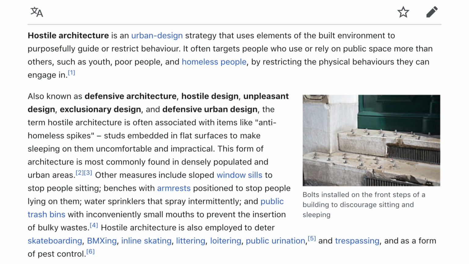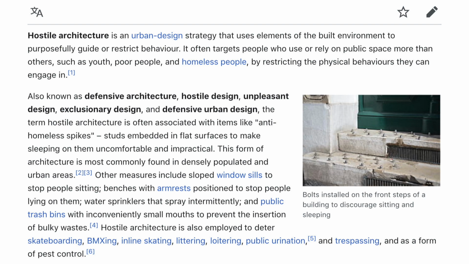The term hostile architecture is often associated with items like anti-homeless spikes, studs embedded in flat surfaces to make sleeping on them uncomfortable and impractical. This form of architecture is most commonly found in densely populated and urban areas.